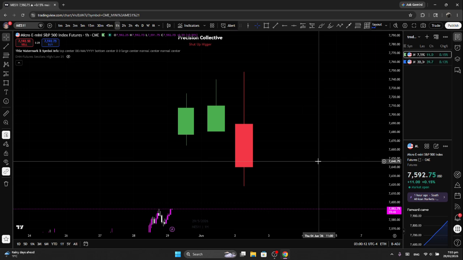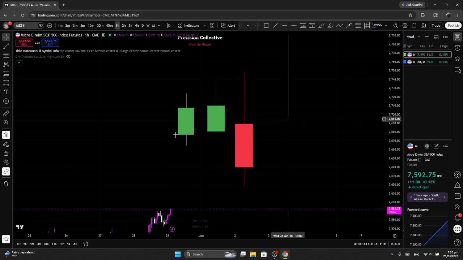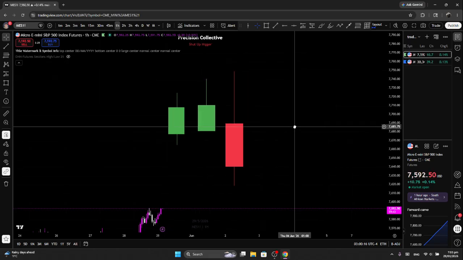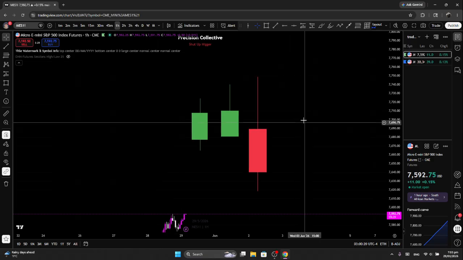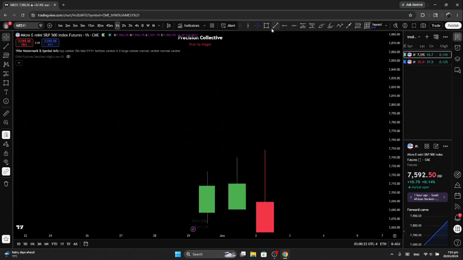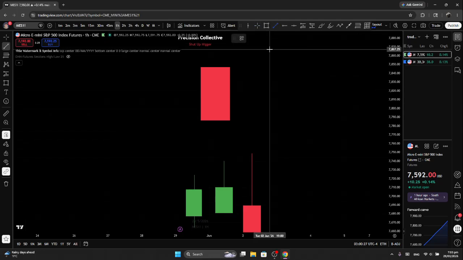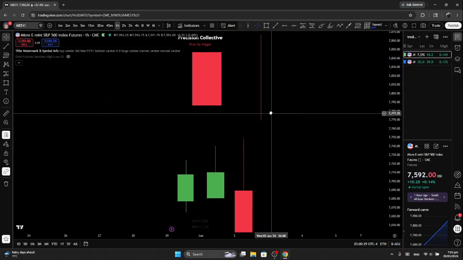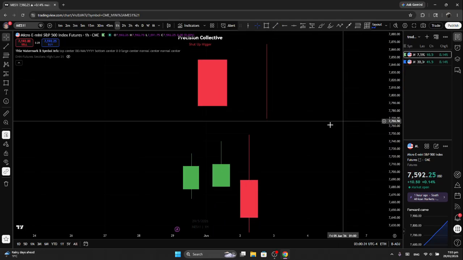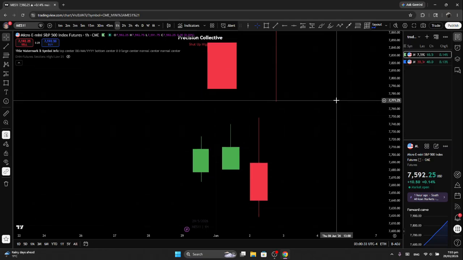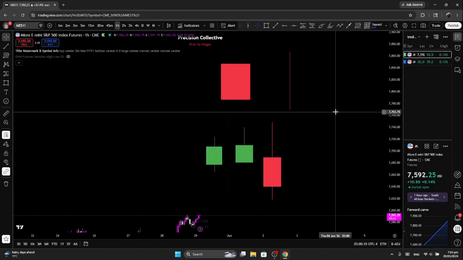So today we're going to cover candlesticks. So what is a candlestick? Well, you have three sections. You have a body and you have a wick.